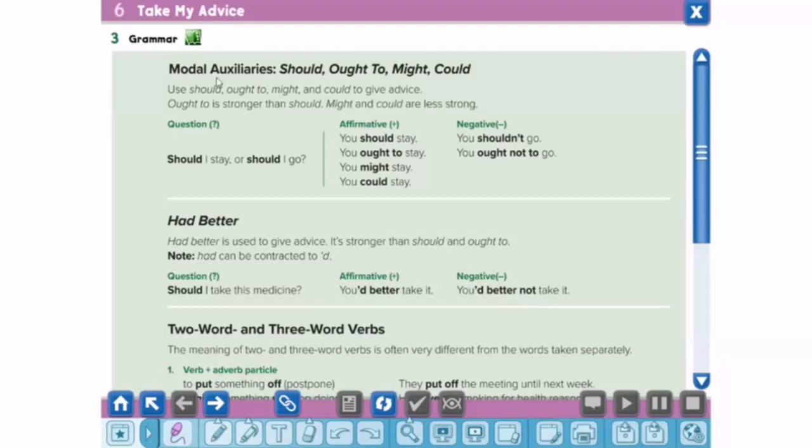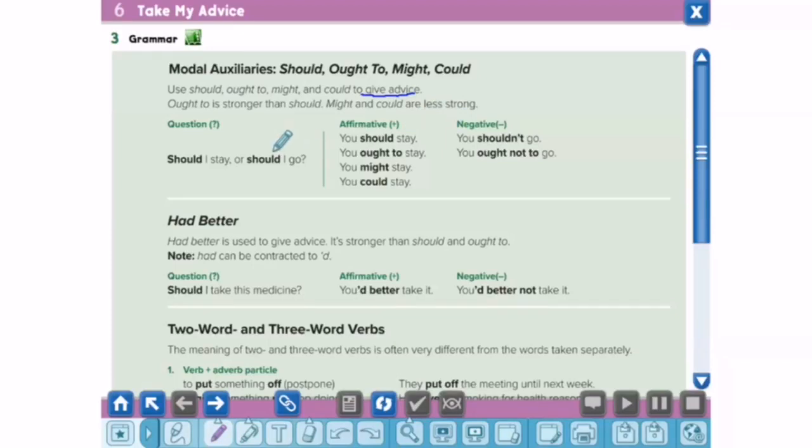The first one is about modal auxiliaries. The second one is using had better. The third one is two-word and three-word verbs. Let's start with the first part. We use should, ought to, might, and could to give advice. Ought to is stronger than should. Might and could are less strong.